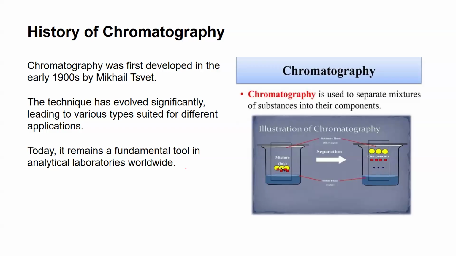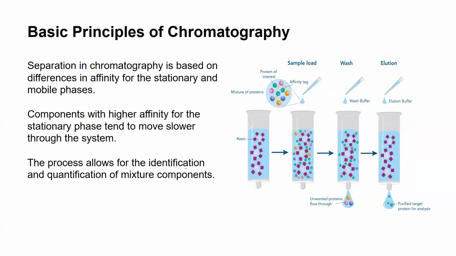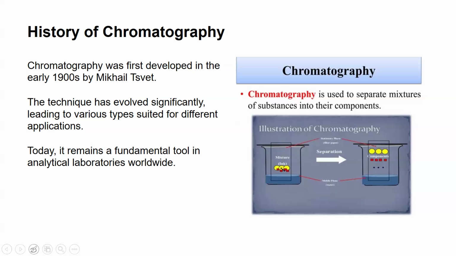Chromatography, as we discussed, is used to separate mixtures of substances into their components. Assuming now you have a mixture which comprises many components, it is the work of chromatographic techniques to separate them into different components. As you can see from this diagram, this is a mixture of ink, and this mixture of ink will be separated into different components.